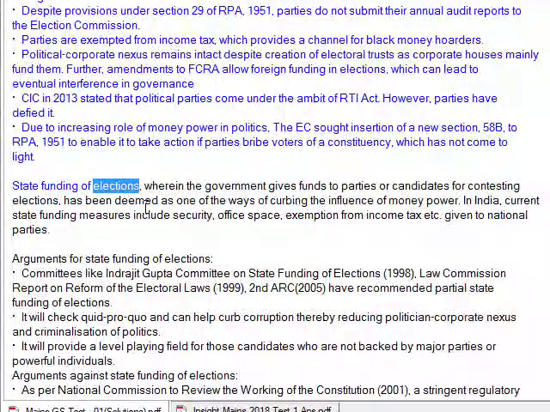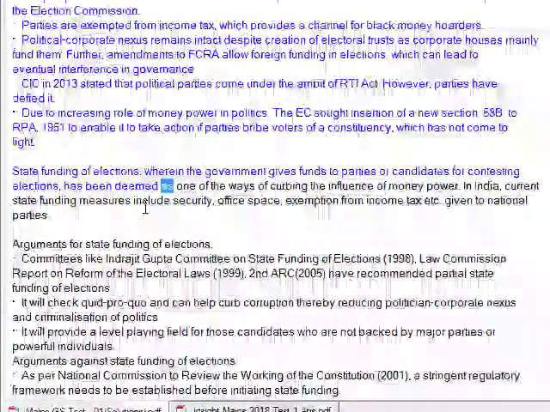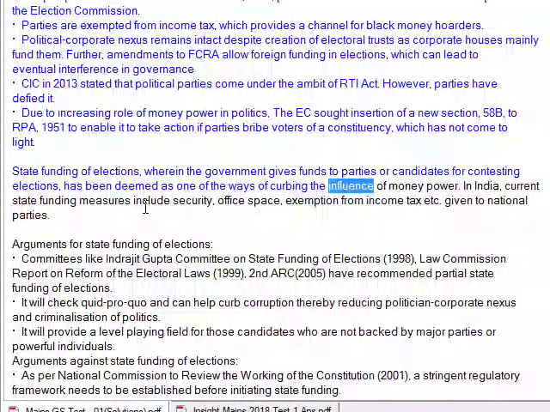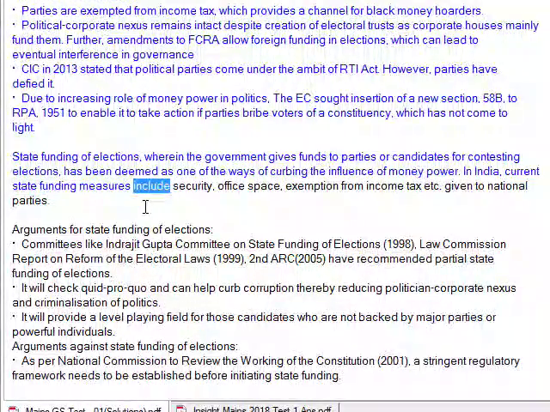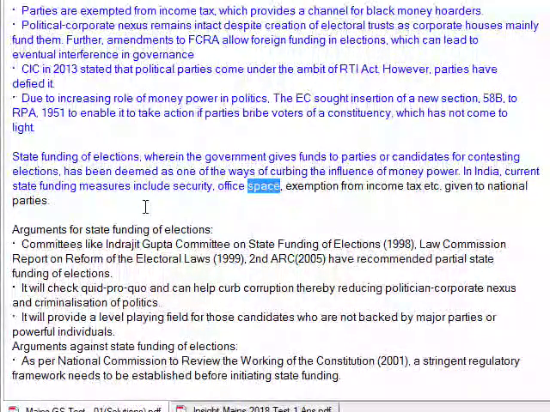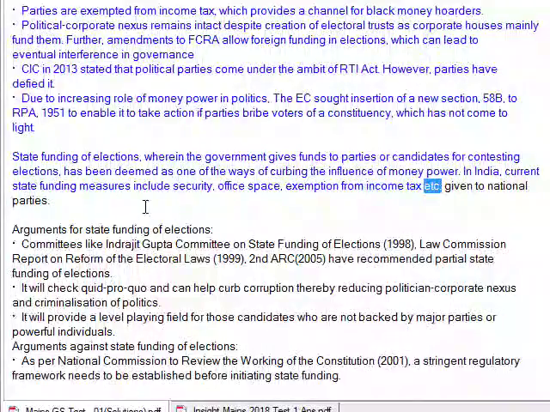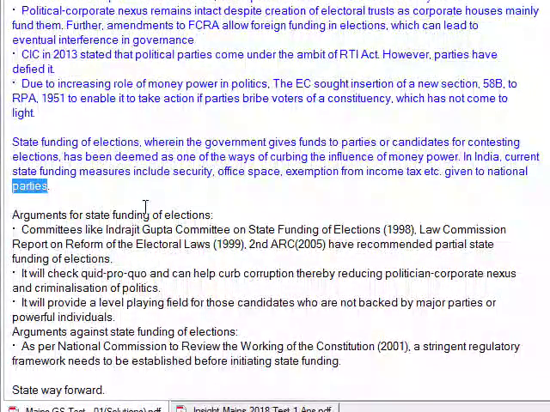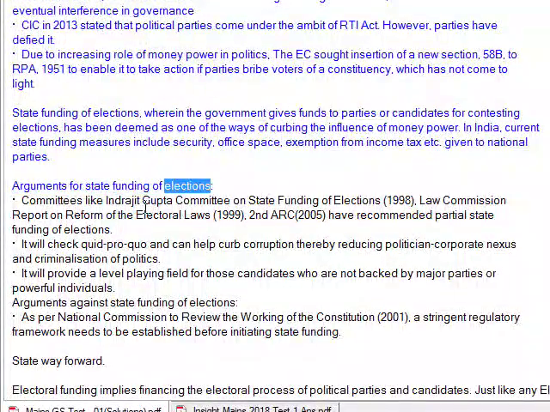State funding of elections, when the government gives funds to parties or candidates for contesting elections, has been deemed as one of the ways of curbing the influence of money power. In India, current state funding measures include security, office space, exemption from income tax, etc. given to national parties. Arguments for state funding of elections.